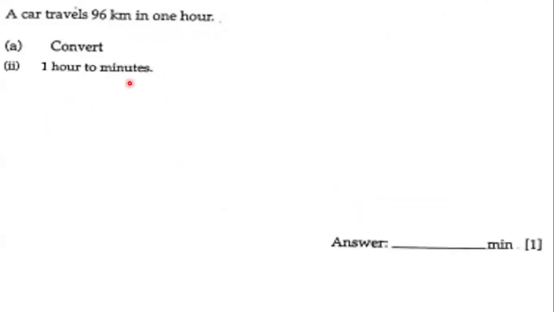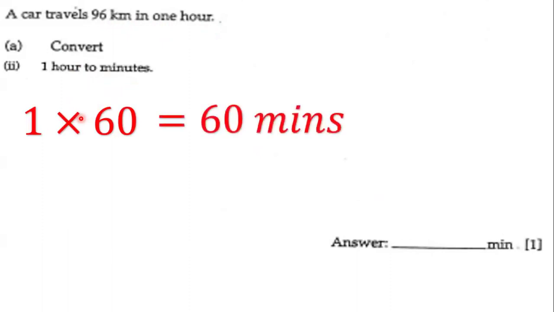Now, the next question says convert 1 hour to minutes. Now, what is 1 hour in terms of minutes? Well, 1 hour is 60 minutes. So 1 times 60 is 60. And so the answer here is going to be 60 because it's only 1 hour, and 1 hour is actually 60 minutes. But if we add like 2 hours, right?